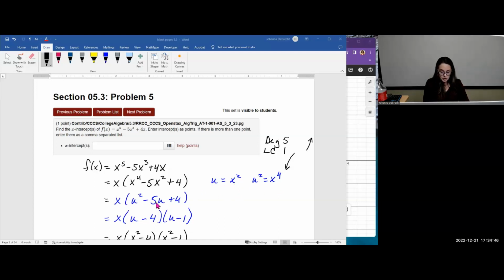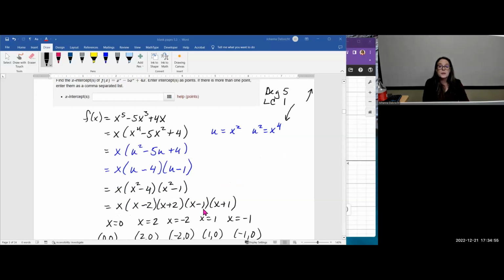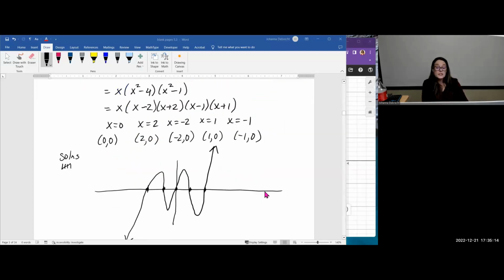That gave me u squared minus 5u plus 4. And when I factored it, I got u minus 4 and u minus 1. Now, I can't stay in u because the problem is in terms of x. So I've got to go back to x by back substituting that u is x squared. So this gives me x squared minus 4, x squared minus 1. And these, of course, are differences of two squares, which leads to 5 x-intercepts. Now, it was degree 5, so that's all the solutions.